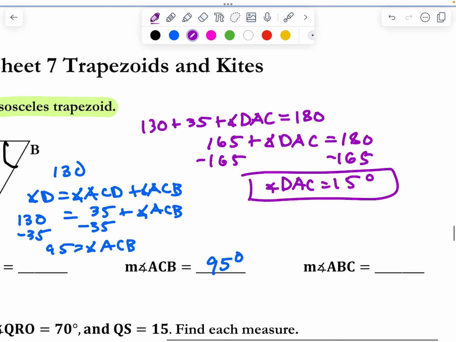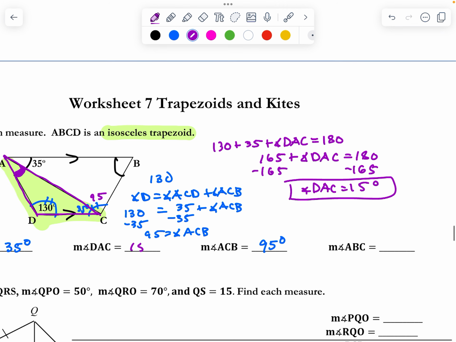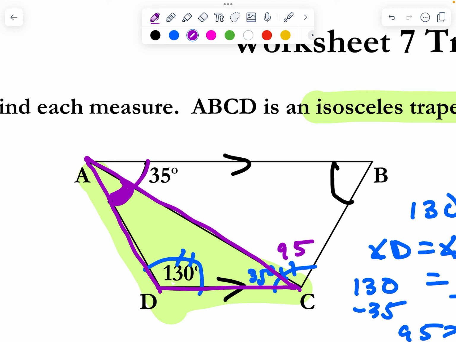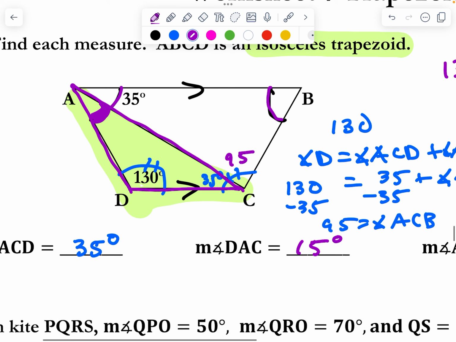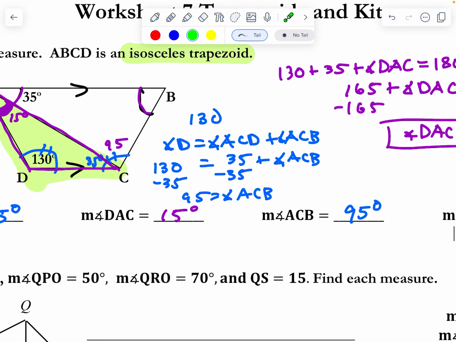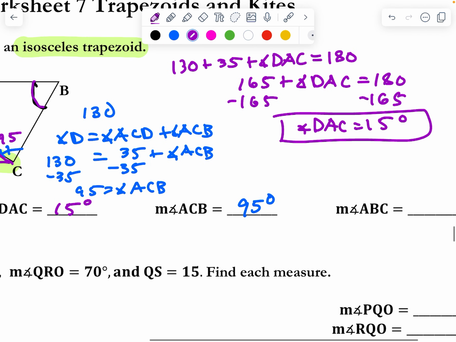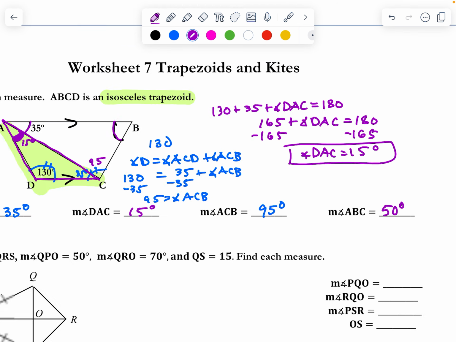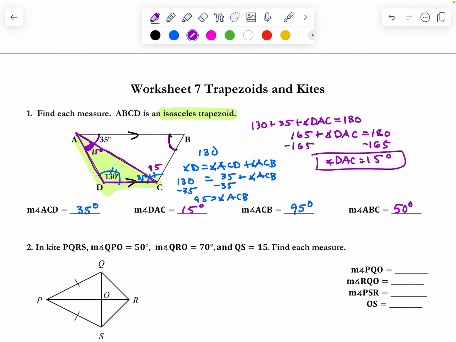Perfect. And remember, the first thing I stated in the beginning, angle A is going to be congruent to angle B. So if I have 15 degrees here, I have 35 degrees right here. Then 15 plus 35 gives us all of A, which will be congruent to B. So B is equal to 15 plus 35, being 50. And we're done, right? So it wasn't too bad. Didn't have to do too much here. And again, this is because it's an isosceles trapezoid.